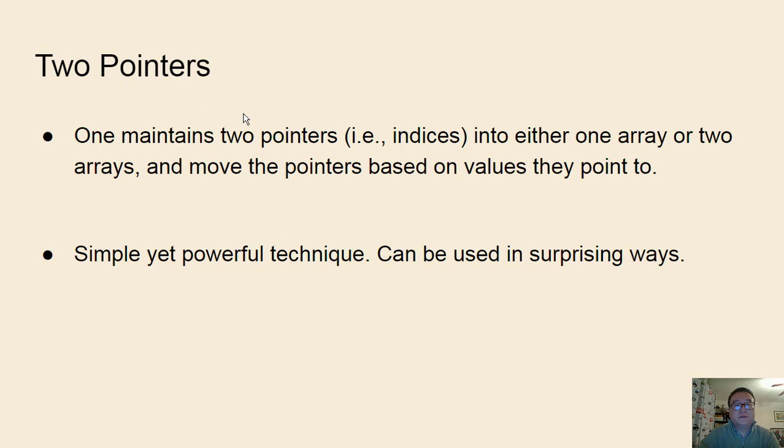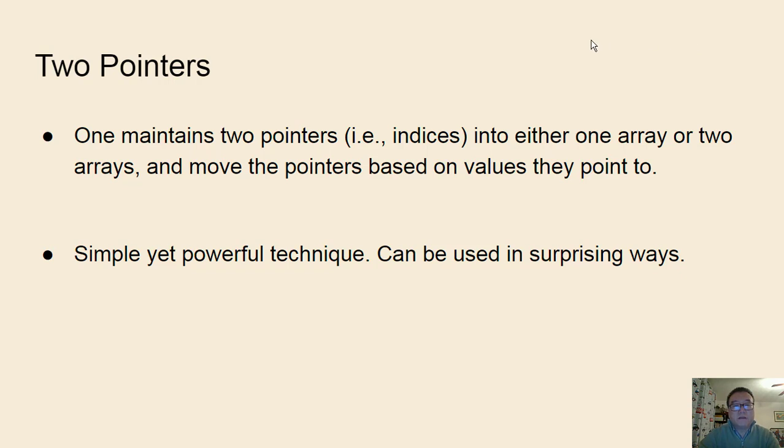And 2-pointers are, just as the name indicates, one maintains 2 pointers into arrays. Oftentimes it's a single array. You have 2 pointers pointing to 2 different positions, and then you move these 2 pointers. It could also be 2 different arrays. So you have one pointer pointing to one array, another pointing to another array, and you move these pointers based on the values that they point to.